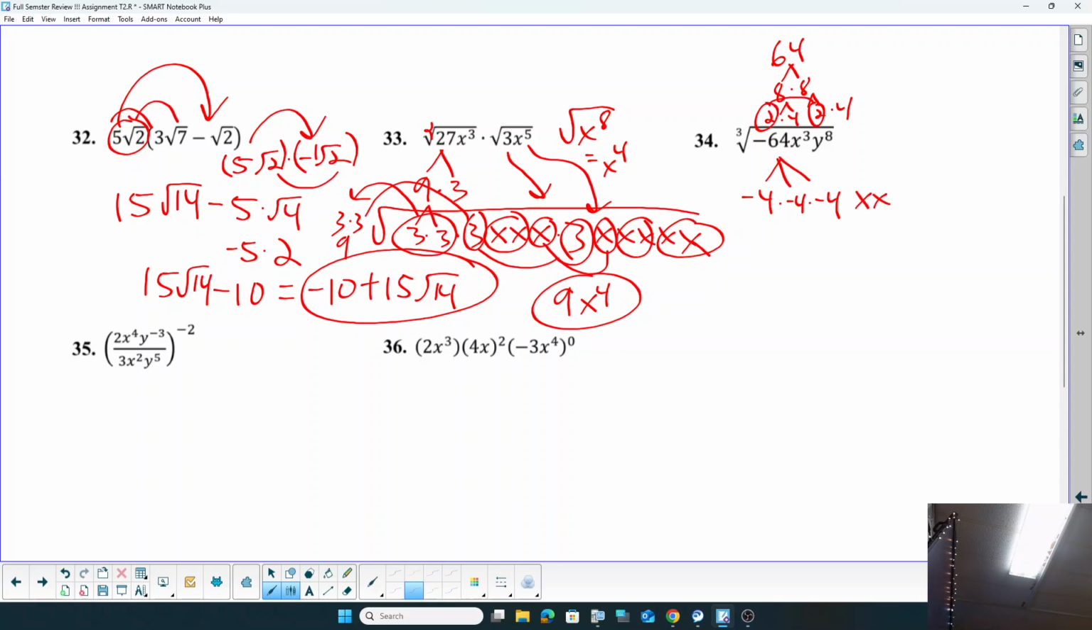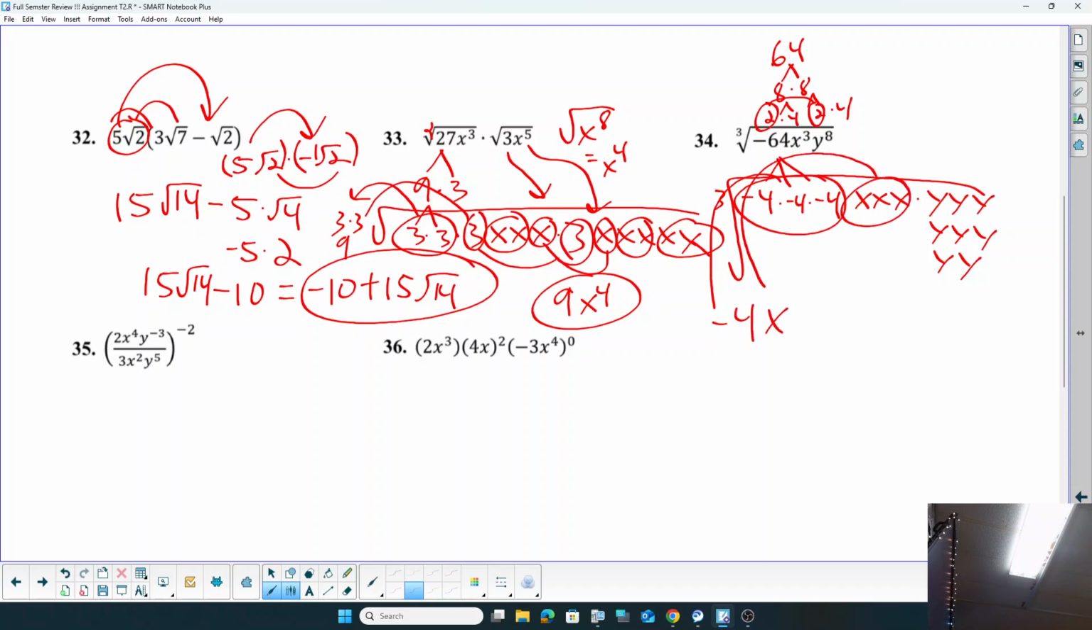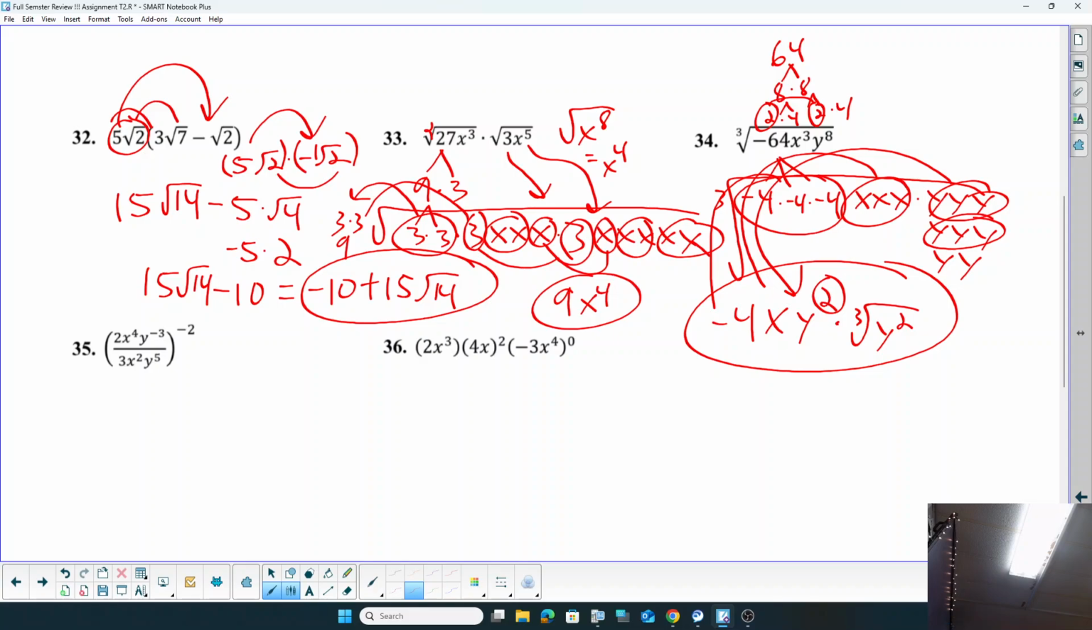Okay, then we have 3 x's, so that's good. We also have 1, 2, 3, 4, 5, 6, 7, 8 of those. And this is all the cube roots. So triplets come out. Negative 4. Triplets come out. Next. And then triplets, triplets. So that's 2 sets of triplets come out. And that's y squared, because there's 2 of them. Times the cube root of y squared. So that's our answer.